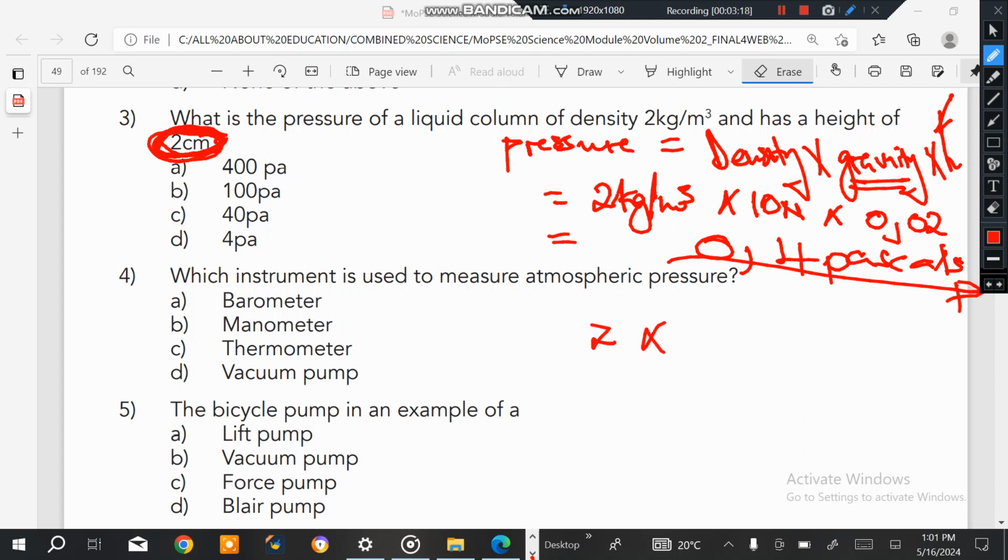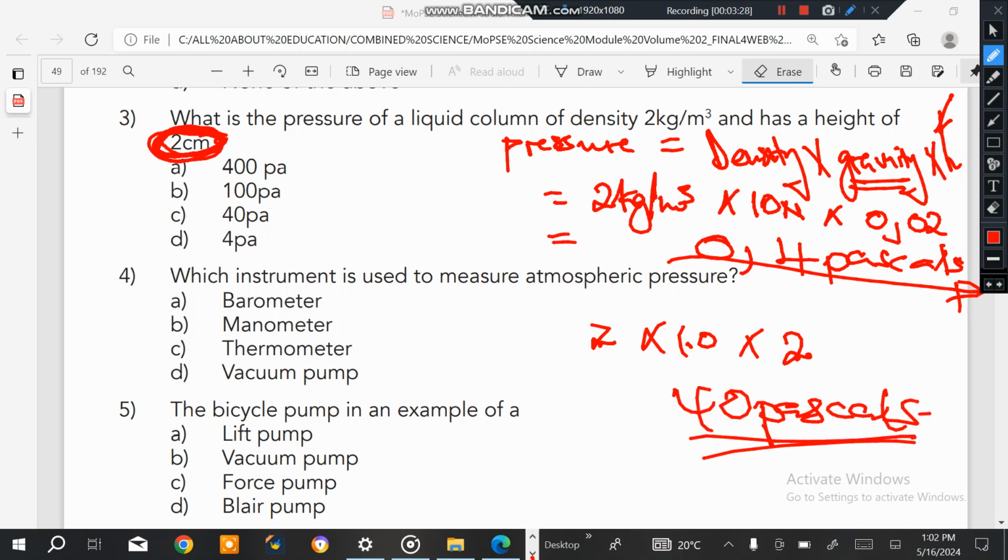So it will be 2 times 10 times 2, and you are going to get 20 and then 40 pascals. So we recommend C. We did not convert the height into meters. So next time, guys, be careful. My questions are not going to be like that. Another option is to use the height in centimeters. Next question.